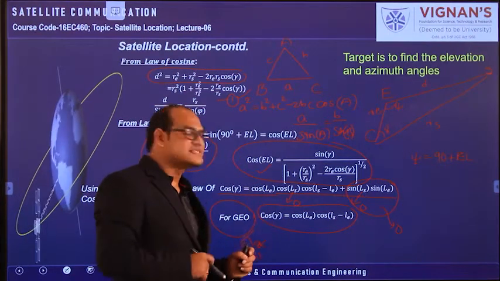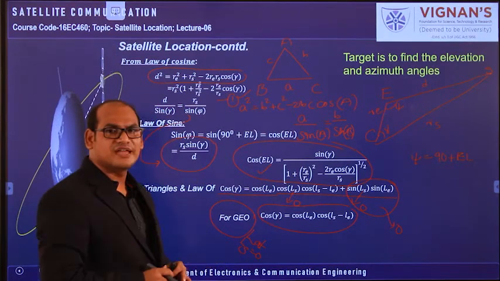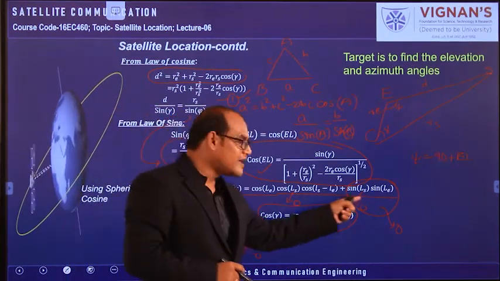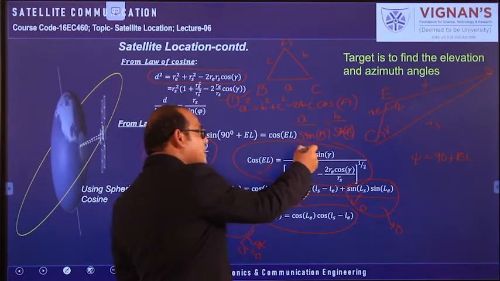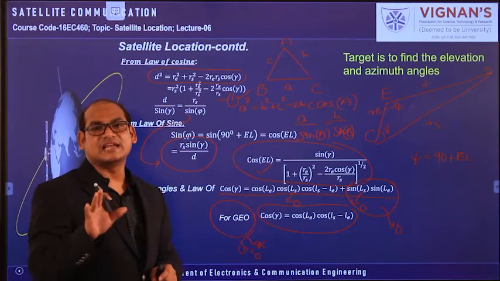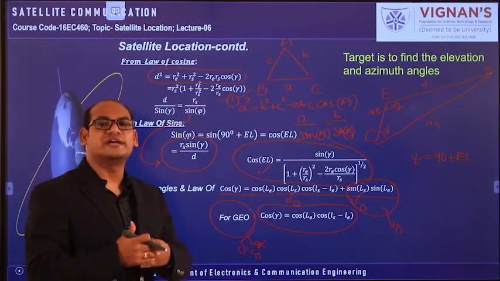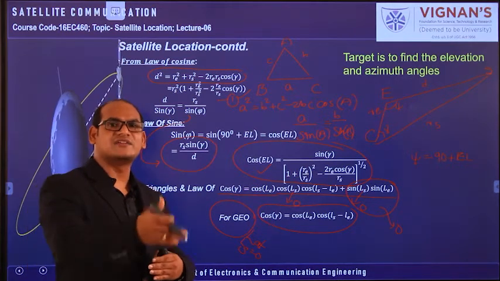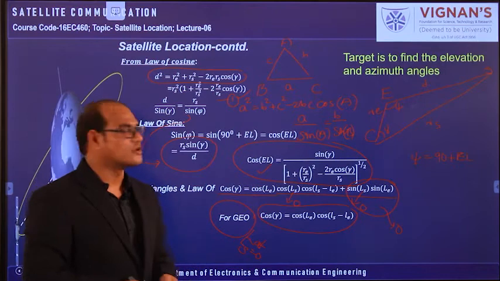If GEO orbit is given, by using this equation we have to calculate. If normal orbit is given, then we have to get the gamma value by using this equation. And after getting the gamma, in this equation you have to substitute, then you will get the elevation angle. Finally we have to get elevation angle and azimuthal angle. So to get the elevation angle, first you need gamma and then elevation angle, then azimuthal angle you can calculate. This is the procedure you need to follow.